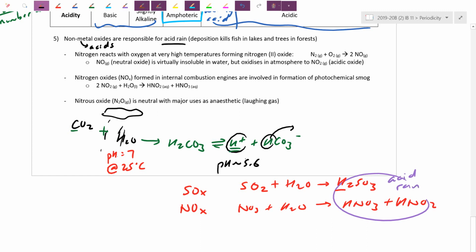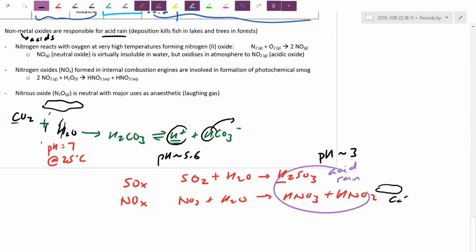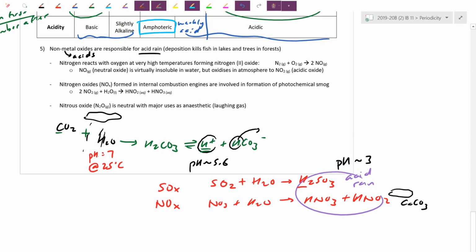Any pH lower than 5.6, we're talking on the order of about a pH 2 or pH 3 or so. That's when we really worry about acid rain, especially if I have limestone material like calcium carbonate. Acid rain will very quickly eat away this chalky limestone material, and it's actually sort of wearing away at some of the building material. So that's what's happening inside our atmosphere.